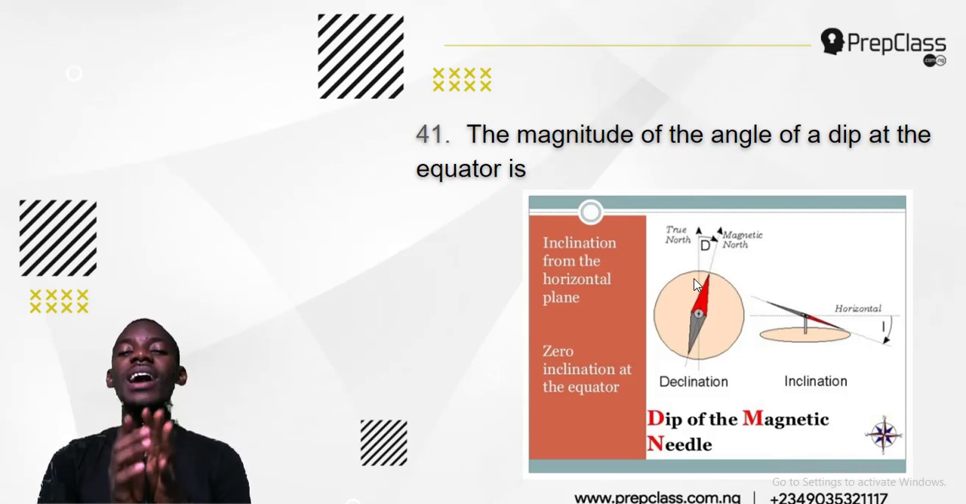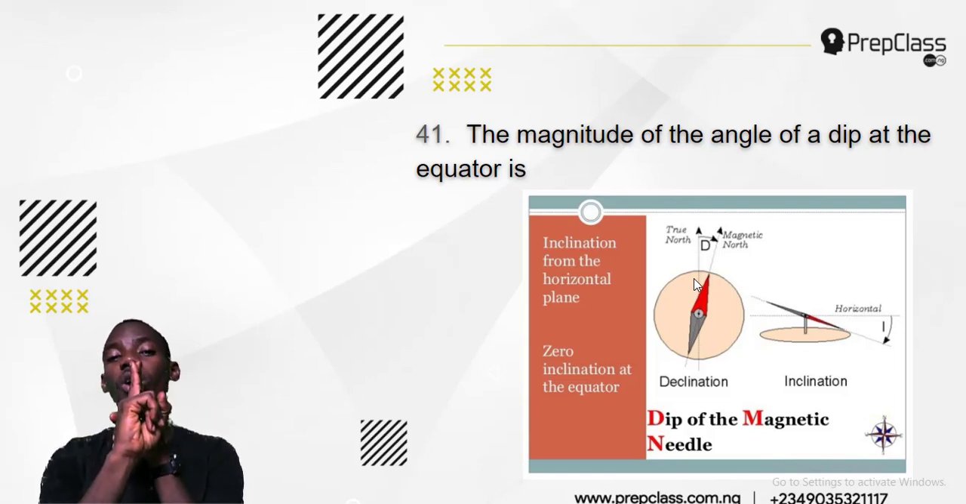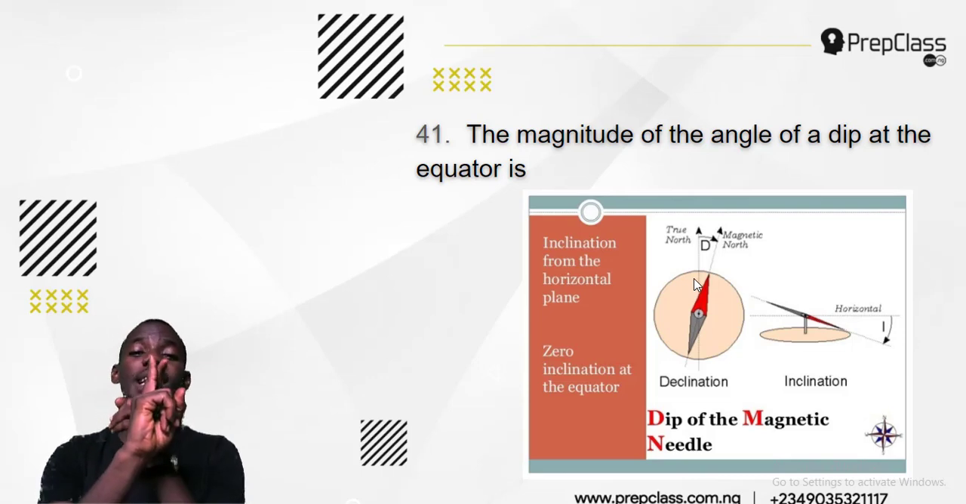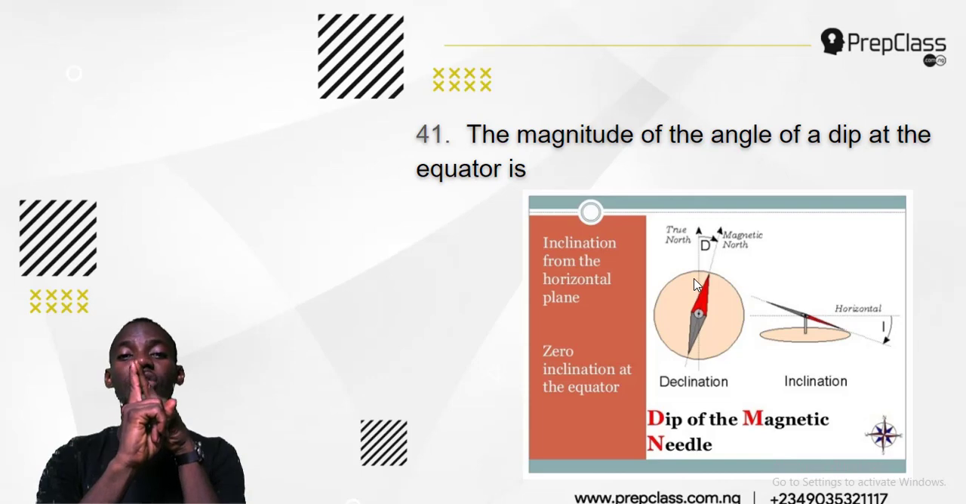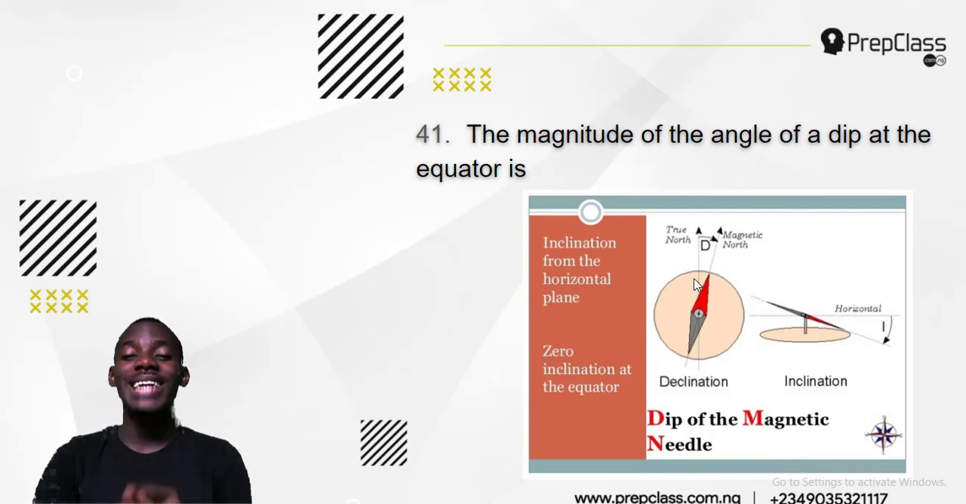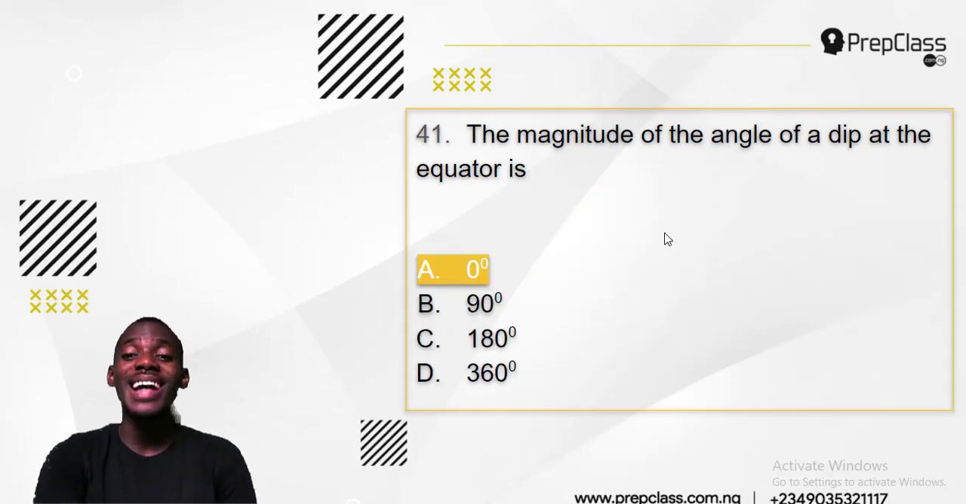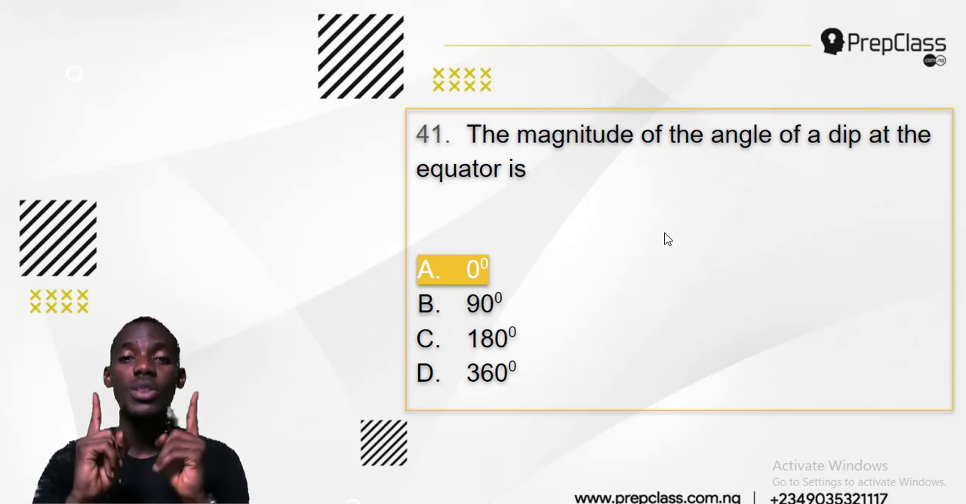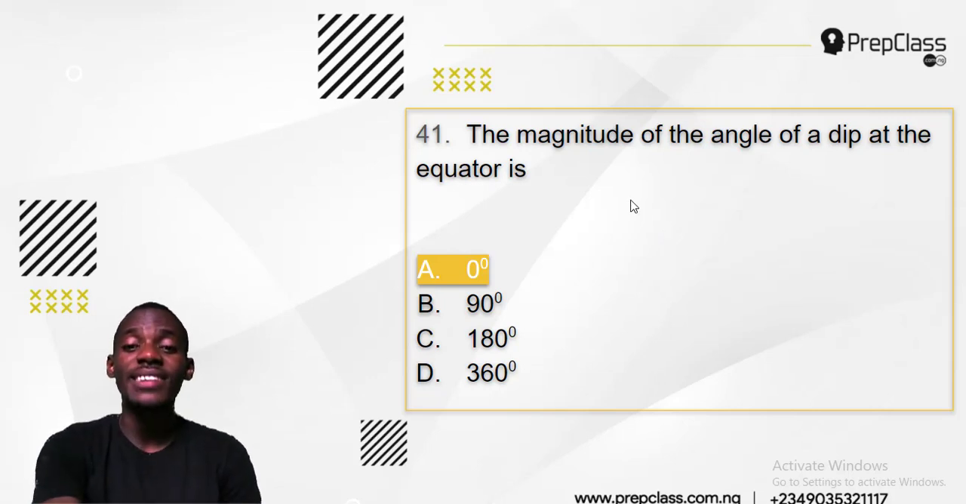But when the angle of dip is at the equator, that means the magnetic north is at the same point with the true north. Then that means that there is no angle between them, because the two of them are now at the same point. The angle between them at the equator is 0, because both the magnetic north and the true north are now at the same point, and they only get to the same point at the equator, and that is the answer. It is a 0 angle.